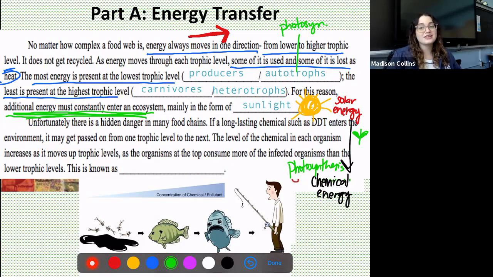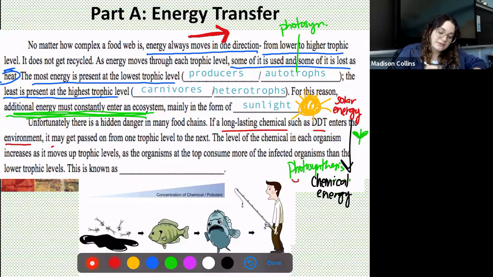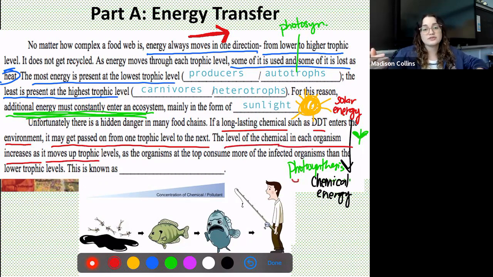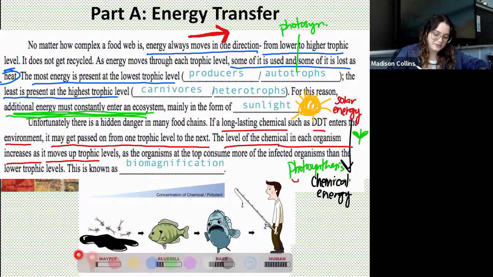But unfortunately, there is a hidden danger in many food chains. So if a long-lasting chemical like DDT, which we're going to talk about tomorrow, enters the environment, it may get passed on from one trophic level to the next. And what ends up happening is the level of the chemical in each organism actually increases as it moves up through those trophic levels, because the organisms at the top of the food chain consume more of those infected organisms than the lower trophic levels do. And this process is known as biomagnification, which you can actually see happening here in this picture at the bottom.